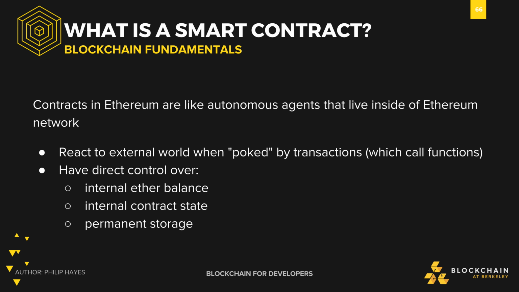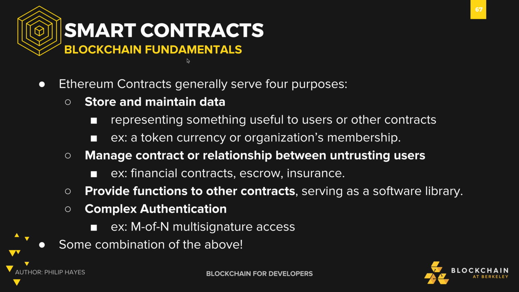So contracts in Ethereum are like autonomous agents that live inside the network. They react to the external world when poked by the transactions of other accounts, and they have direct control over an internal ether balance, the internal contract state, and the permanent storage. So Ethereum contracts serve four purposes. They can store and maintain data, which represents something useful to users or other contracts. For example, you can have a token currency or an organization's membership, or if you want to make a game contract, you can store the state of the game.